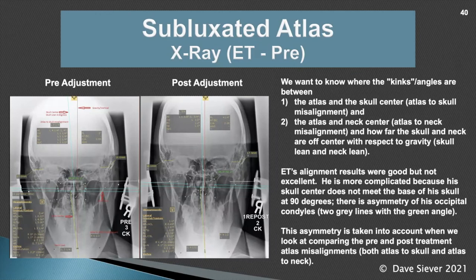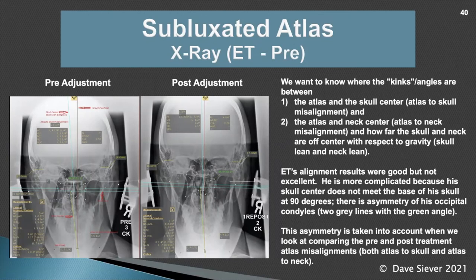So this is what they said to me from the NUCA people. They said, we want to know where the kinks or the angles are between the atlas and the skull center, so that misalignment. They're also looking at the atlas and neck center misalignments and how far the skull and neck are off center with respect to gravity. So they're also looking at skull lean and neck lean. ET's alignment results were good, but not excellent. This is after they adjusted him.